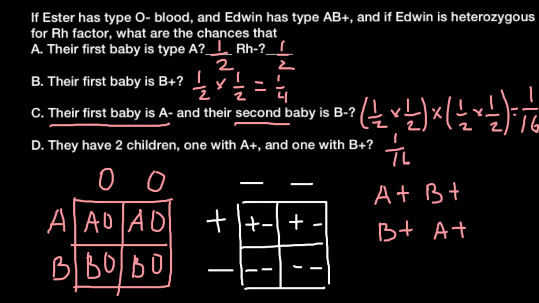1/16 we have to multiply by 2, and as you see, the probability of such an event would be 1/8. So in answer D, the probability of such an event would be twice as large as the answer for question C. And this is all for today.